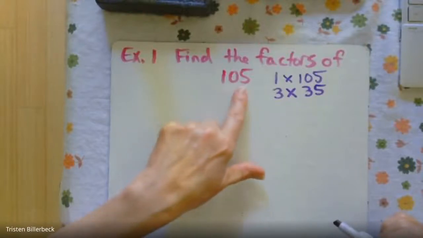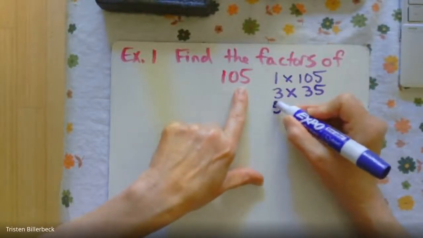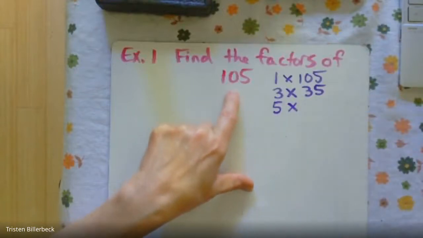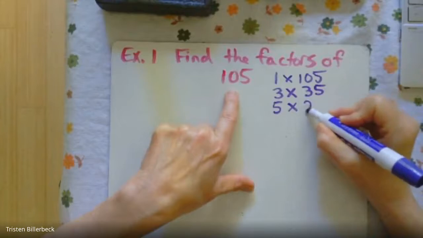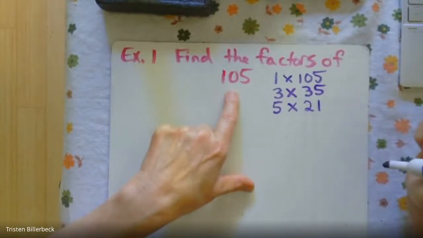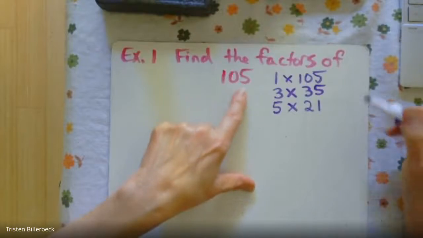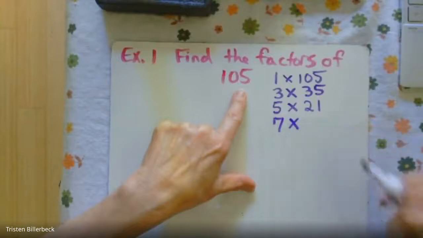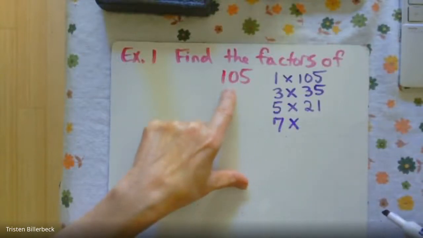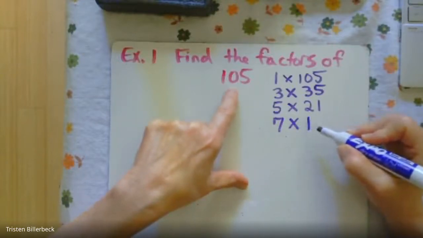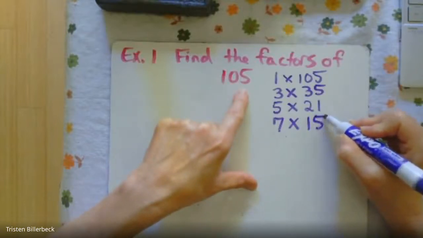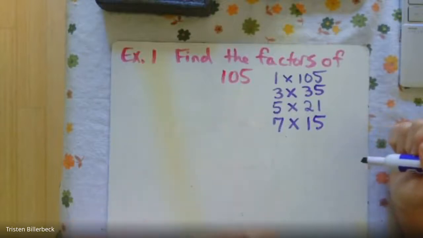4 doesn't go into that, 5 does. So 5 times, and then we have, there's 2 5s in 10, and 1 5 in 5. And 7 goes into that. So there's 1 7 in 10, and then 3 left over. So there's 5 7s in 35.